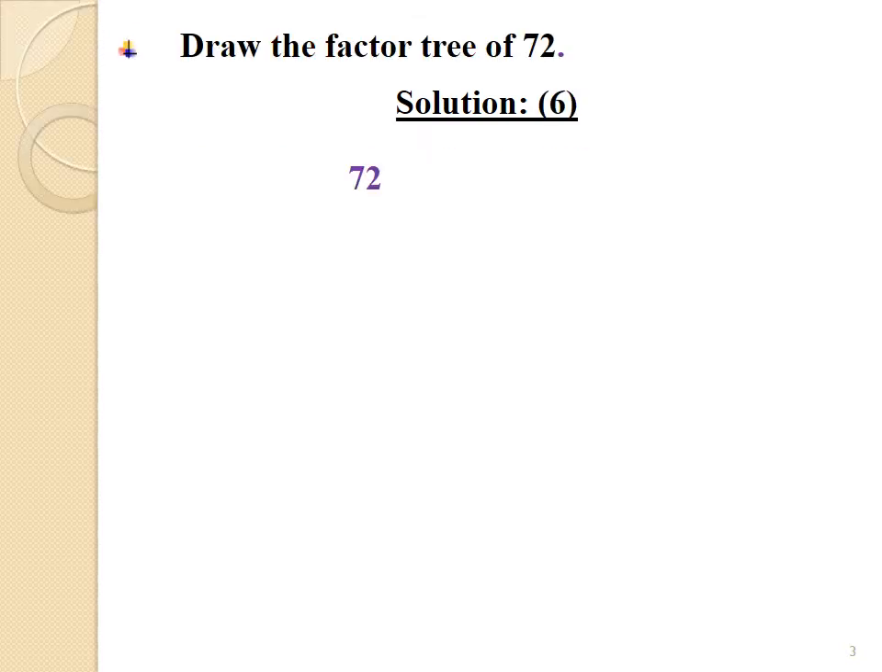Now, question number 6. Draw the factor tree of 72. Students, before drawing the factor tree of 72, let's recall the factor tree method. Students, we know that in the factor tree method, we factorize the given composite number till we get all the prime factors. Students, so now let us solve question number 6 and draw the factor tree of composite number 72.